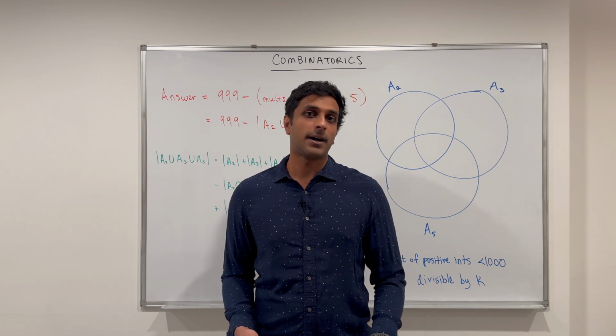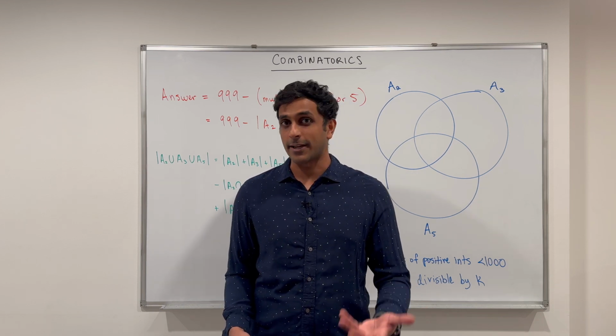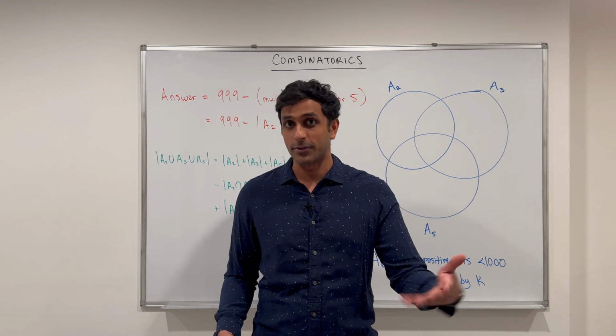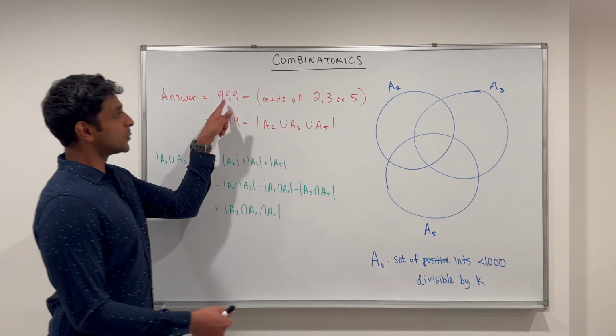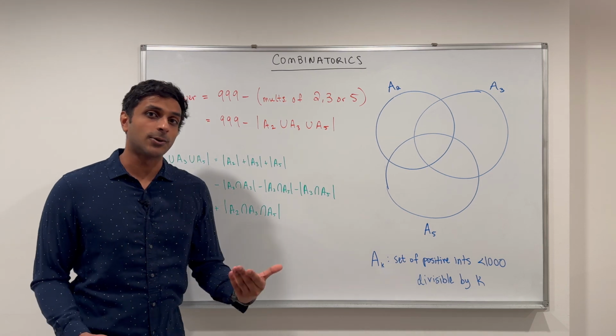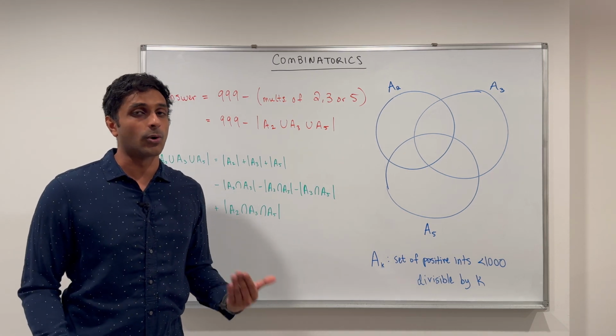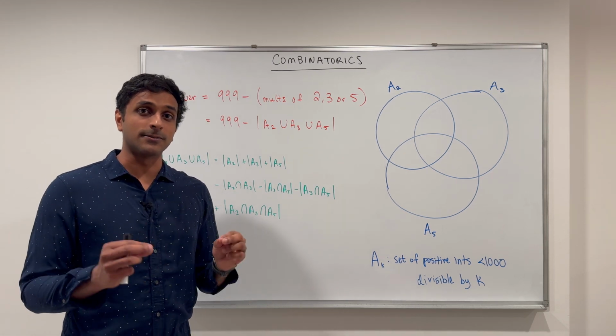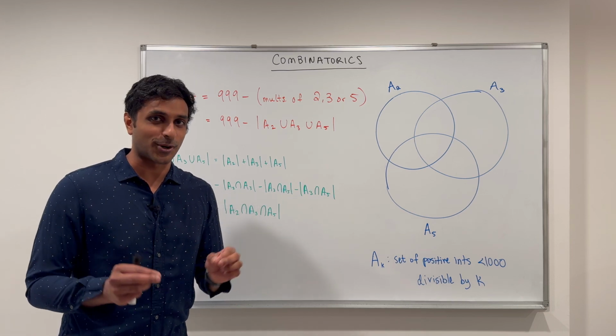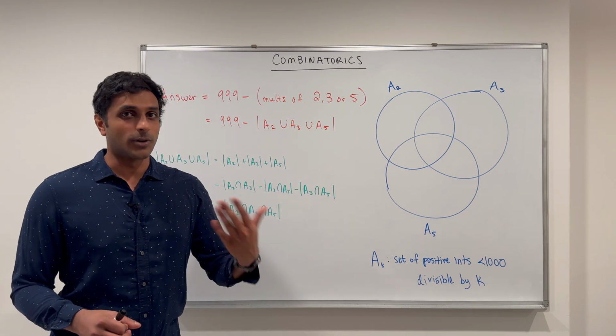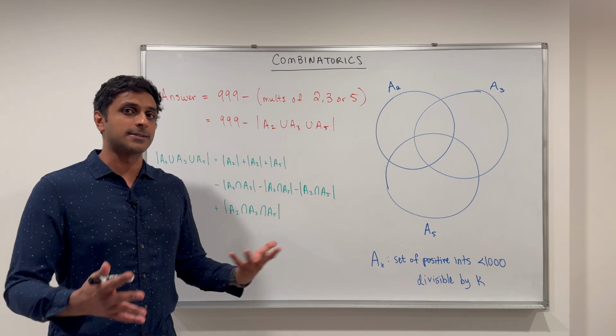The total number of positive integers less than 1,000 is 999. It's the numbers from 1 through 999. So we can start with that and actually subtract out the multiples of 2, 3, or 5. First, make sure you're absolutely convinced that that does indeed answer our question. And once you are convinced that that's true, we can try to formalize the situation.